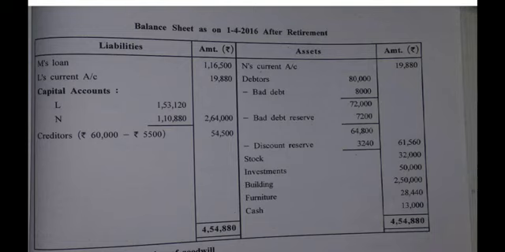Hope I am clear now. And the net amount is written in the outer column, which is 61,560. Now let us talk about the second effect from the very beginning of this adjustment.